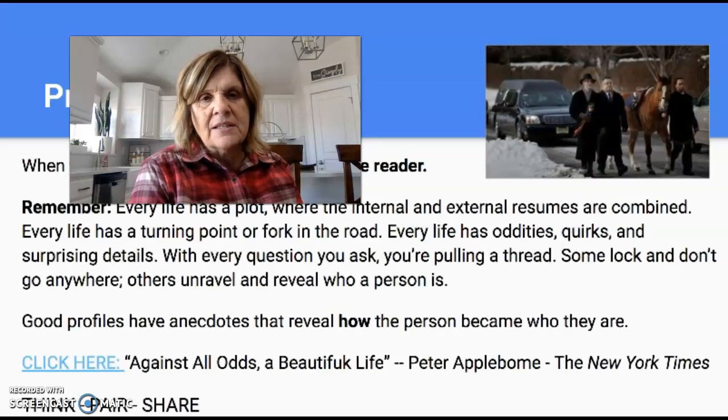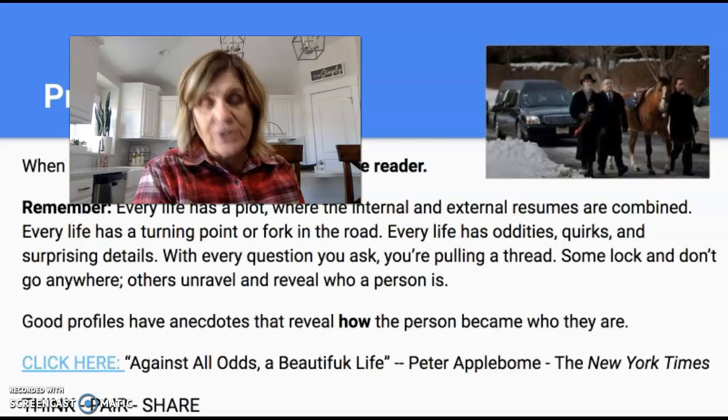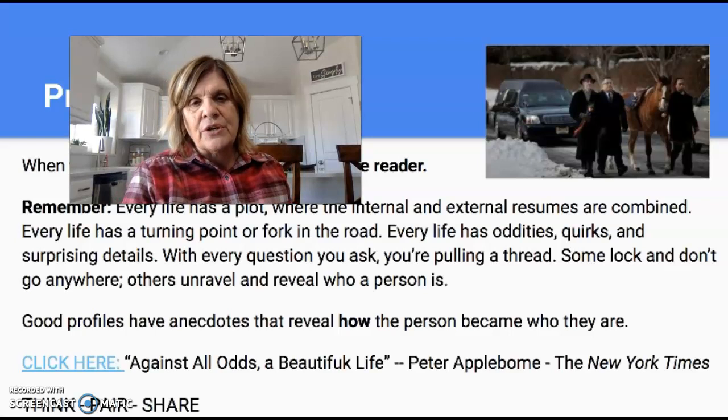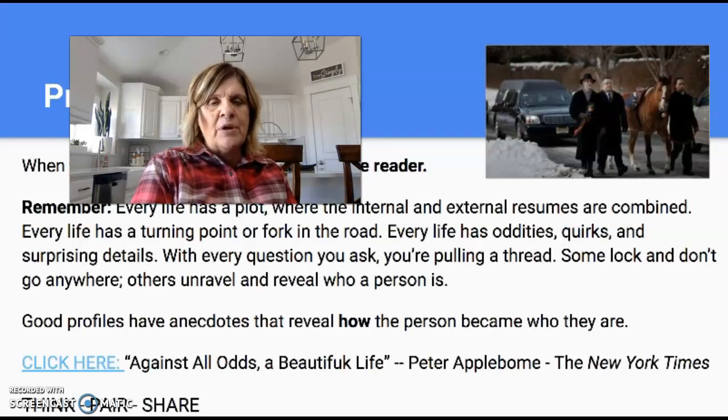So on this slide, I have put some phrases and words in bold. The first one says, when writing profiles, think of yourself as the reader. What would interest you? If the way you're writing it interests you, it's going to interest someone else. And I'm going to skip the remember part for just a minute. If you go down to the 3rd paragraph, good profiles have anecdotes that reveal how the person became who they are.